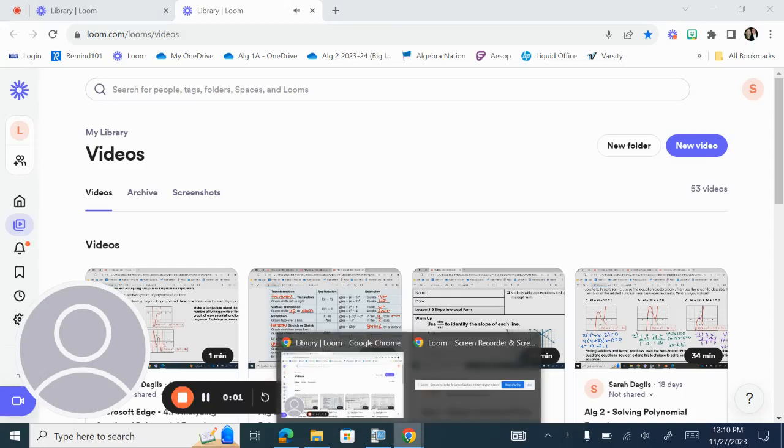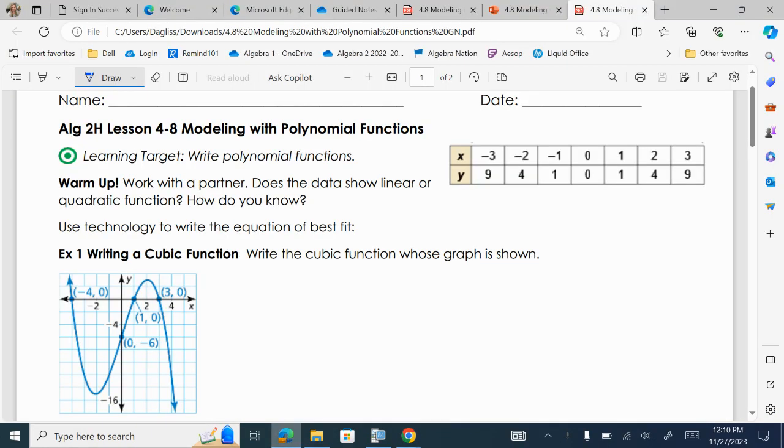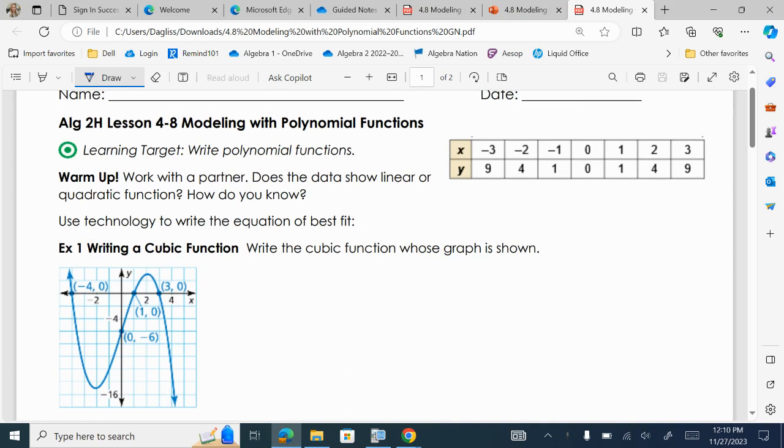All right, so on your warm-up, you were supposed to decide if it's linear or if it's quadratic. What do y'all say? It's linear. Okay, so if it's linear, then they have a constant rate of change, right? Looking at my x's, from -3, -2, -1, 0, 1, 2, 3, constant rate of change of 1, right?